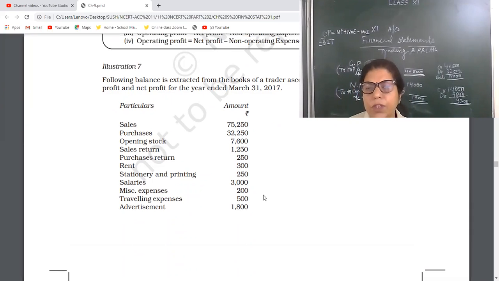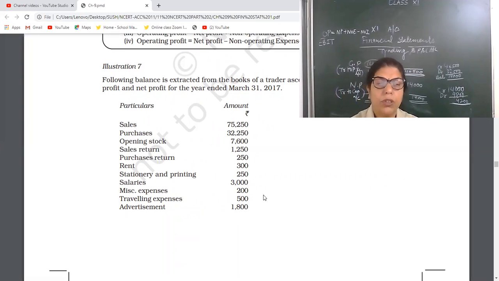See, in the class we will do all the questions of different variety. So this is the question of one variety. Sales, purchase, opening stock, sales return, purchase return. All are related with GP, gross profit. That's why it is shown in the trading account.